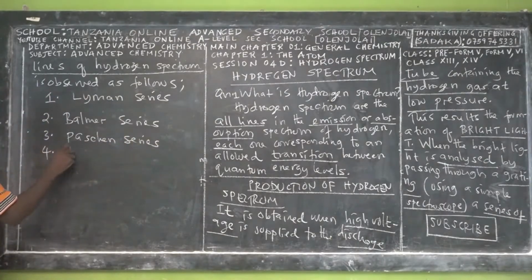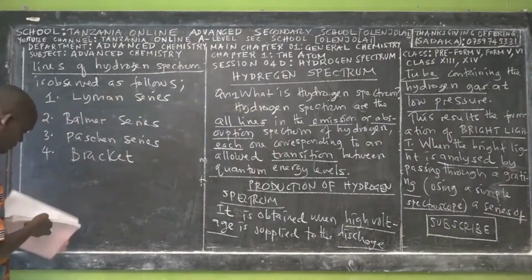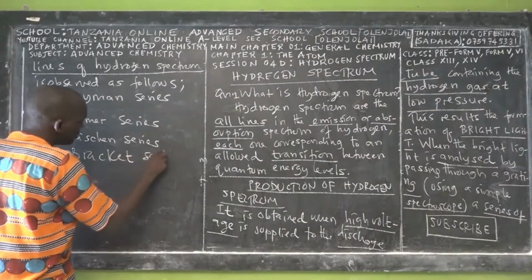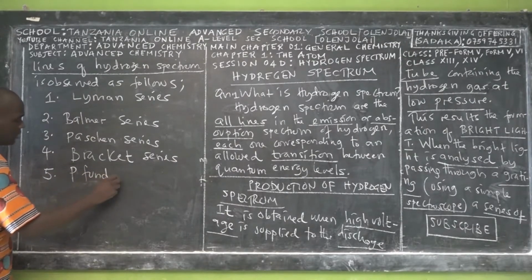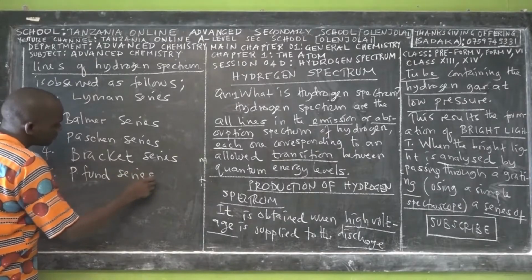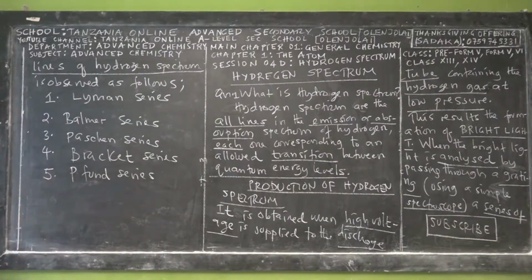Then the next one is called the Brackett series. And then the fifth one that we can identify is called the Pfund series. So these are what we're expecting to observe as a hydrogen spectrum.